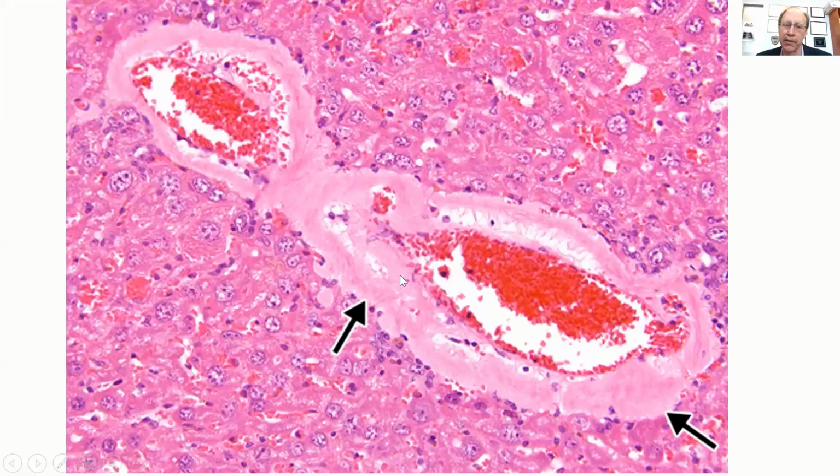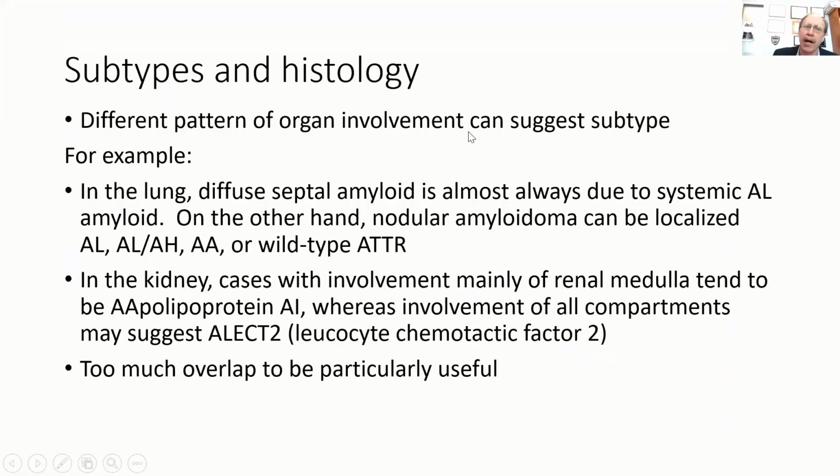Here's a nice liver biopsy that showed amyloid deposition in a vessel wall, which is another common place that amyloid will deposit. And those different patterns of organ involvement can also give some suggestion about the subtypes. For example, in the lung, when we see diffuse septal amyloid, which I'll illustrate in a minute here, it's almost always due to systemic AL amyloid. On the other hand, if we see nodular amyloidosis, it's associated with many different types of amyloid.